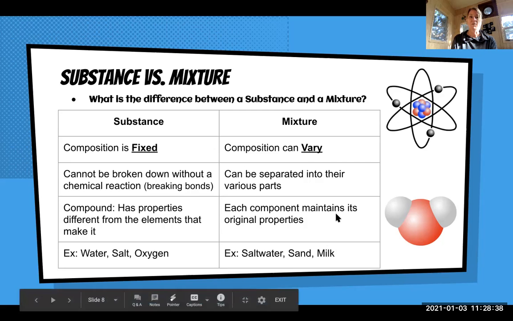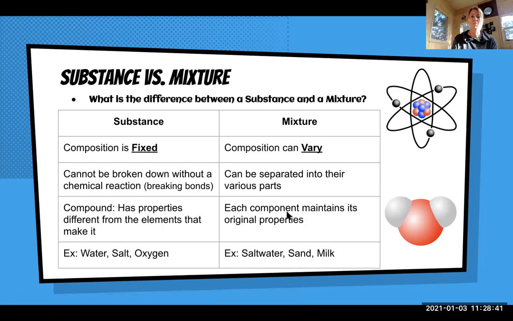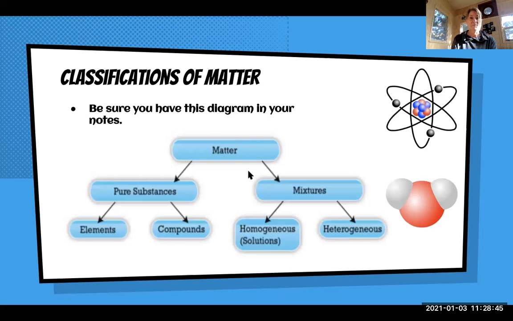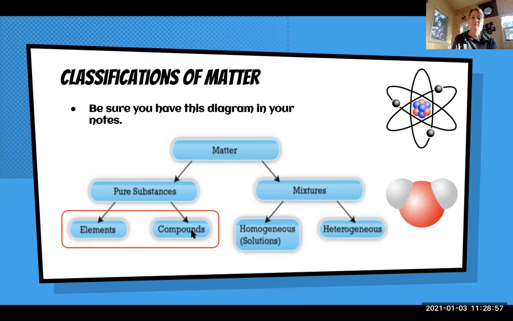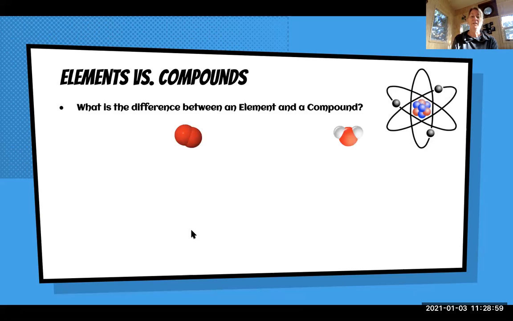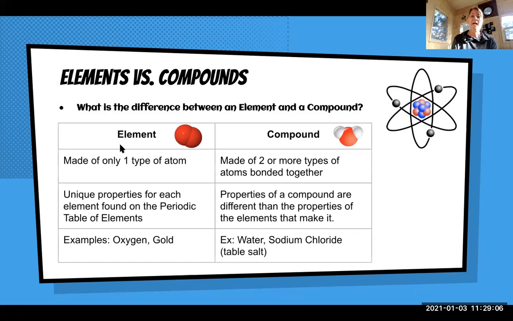Okay, so substances and mixtures. Both of these are different types of matter. Just like we saw here, matter, substances, mixtures. So now we're going to move on and we're going to talk about two types of substances, elements and compounds. All right, so remember, a substance means that we have a definite chemical composition, okay? So an element is one of two types of substances where there's only one type of atom present.